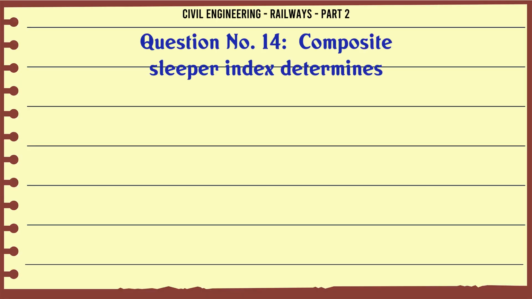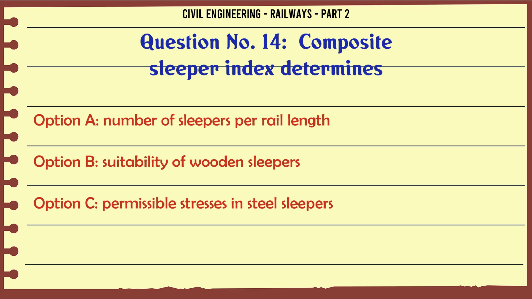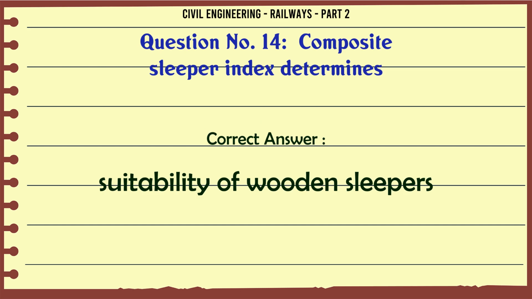Composite sleeper index determines A. number of sleepers per rail length, B. suitability of wooden sleepers, C. permissible stresses in steel sleepers, D. none of these. The correct answer is suitability of wooden sleepers.